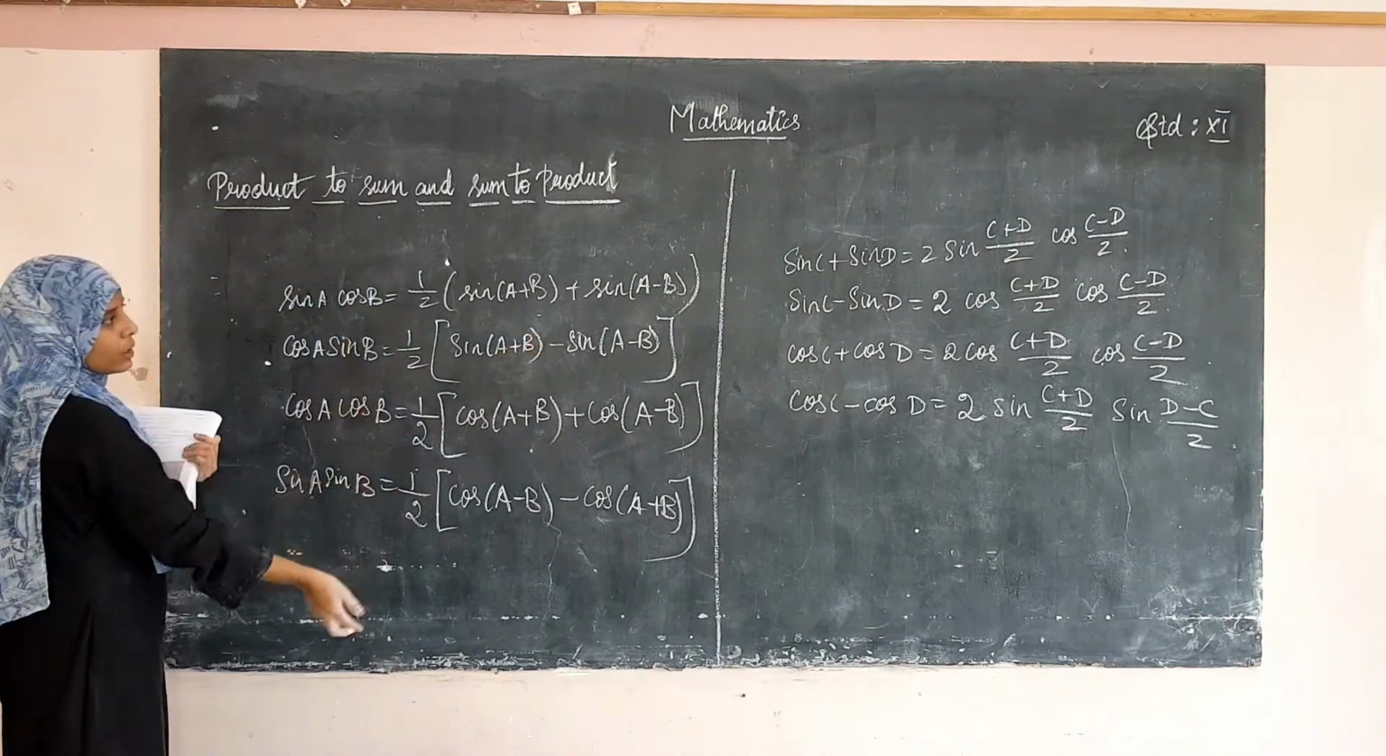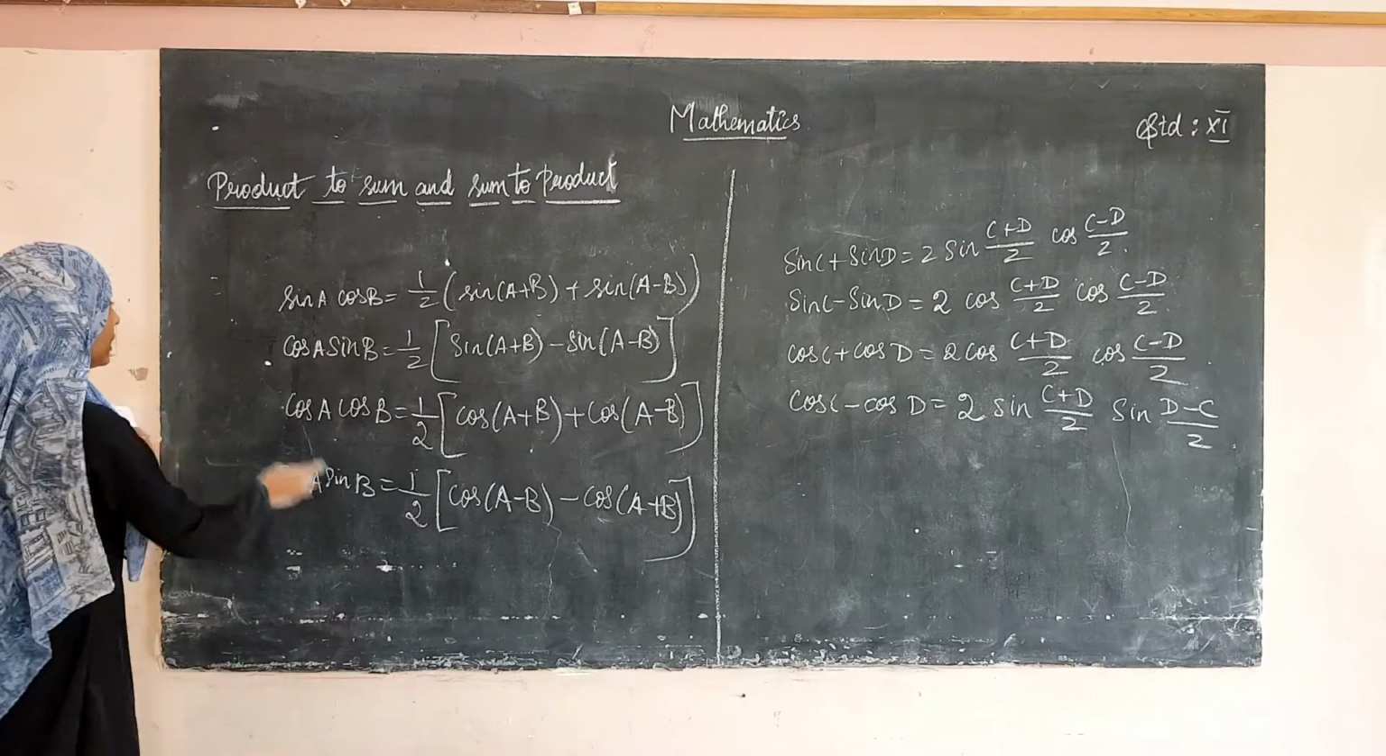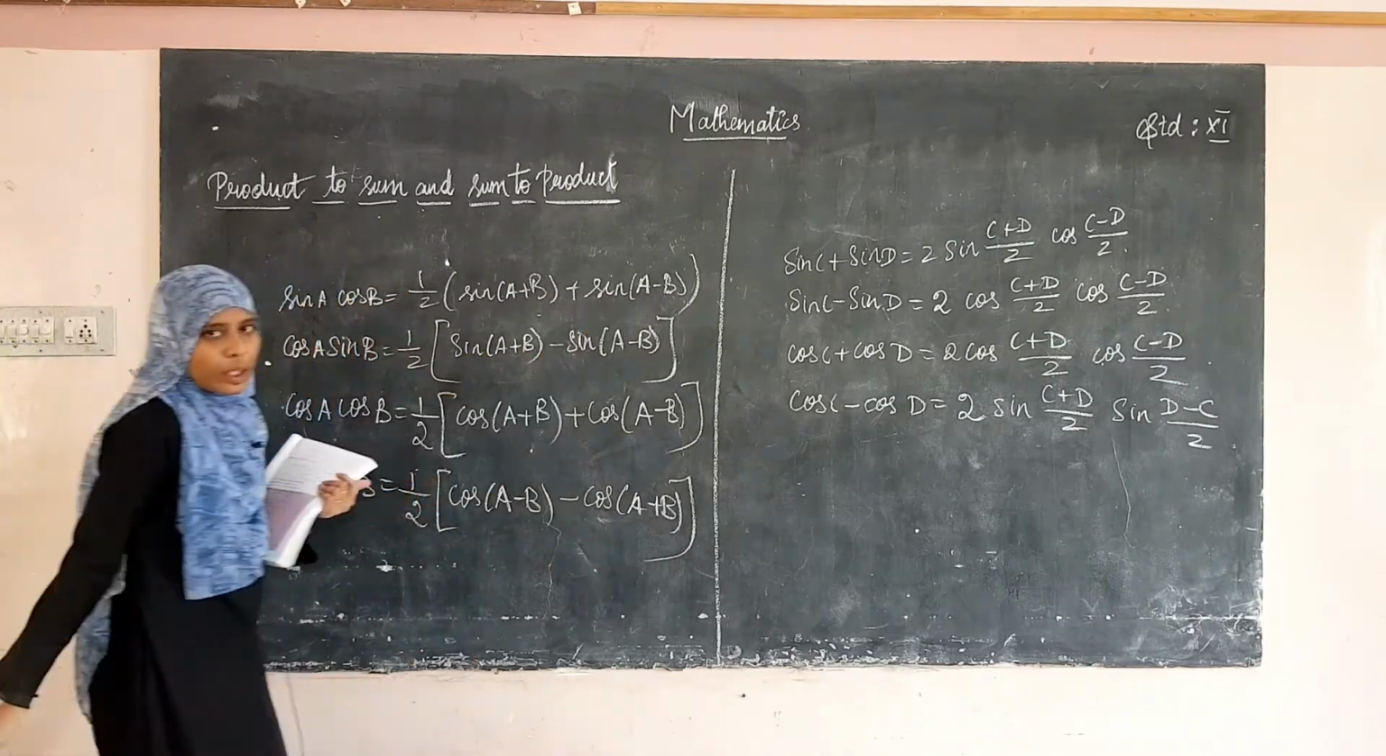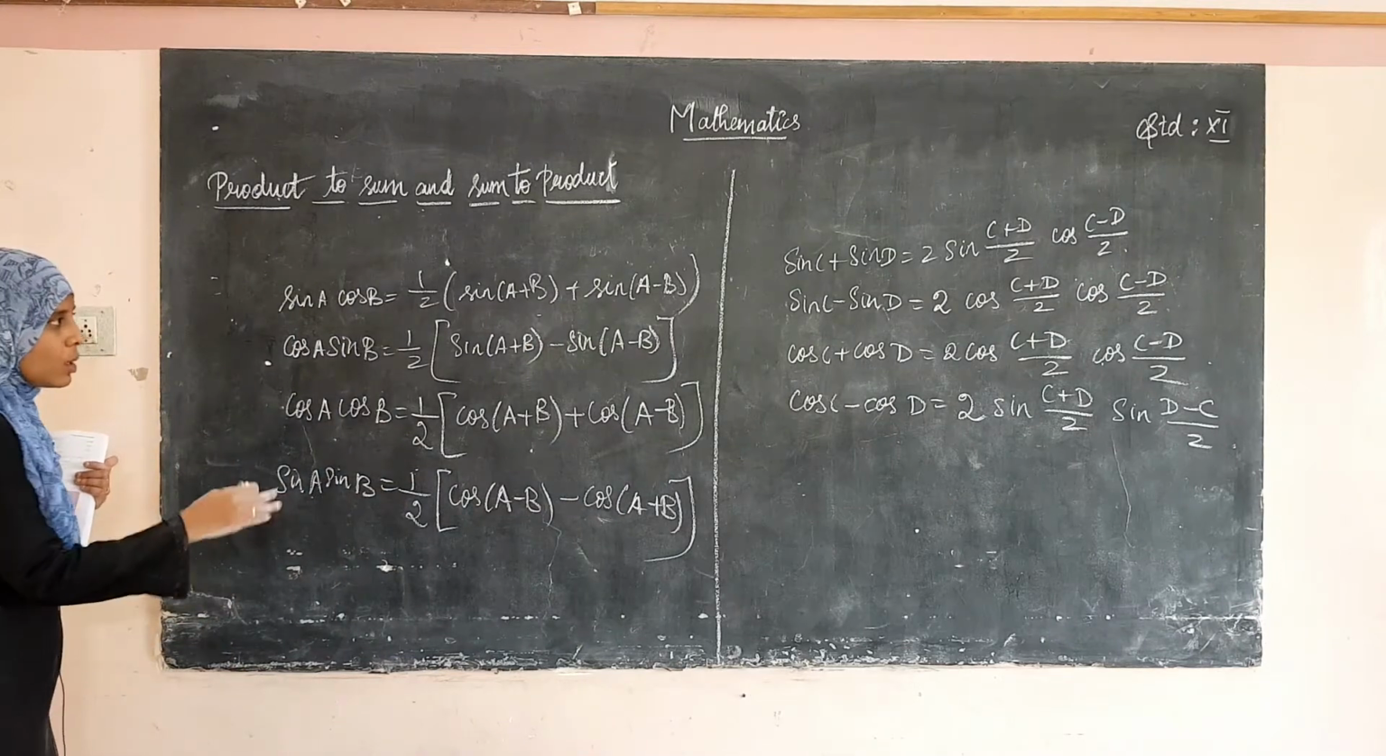Okay, these are the formulas. We have 8 formulas. This is product to sum and that is sum to product. These are the 8 formulas. So you have to mug up this, no other go.